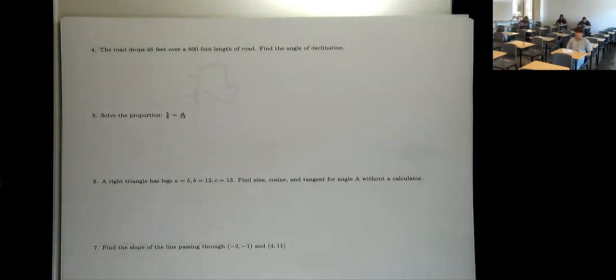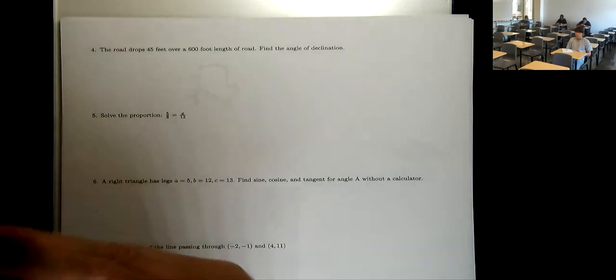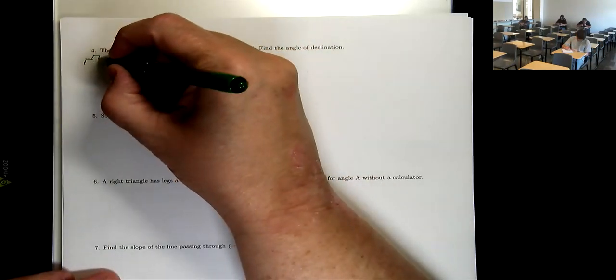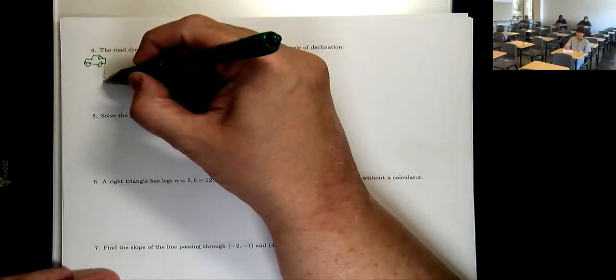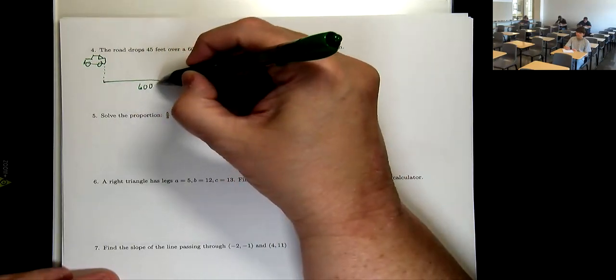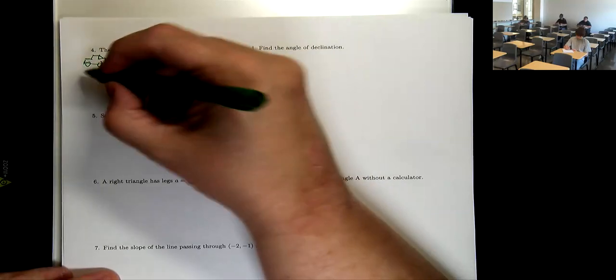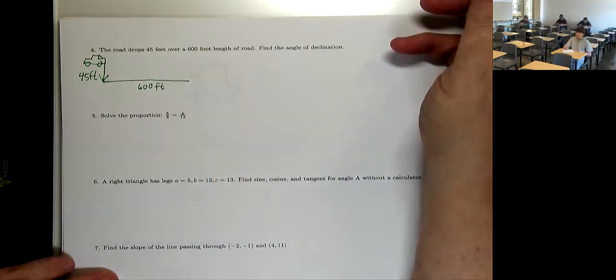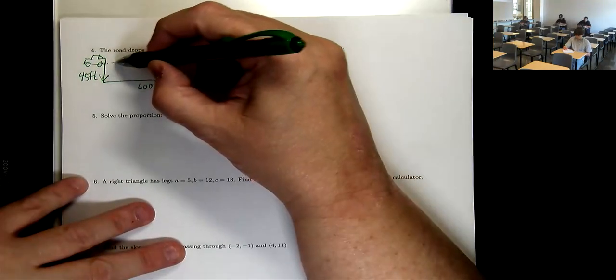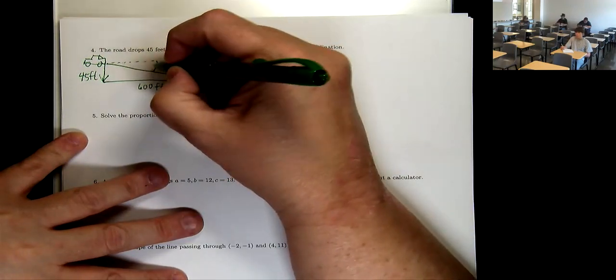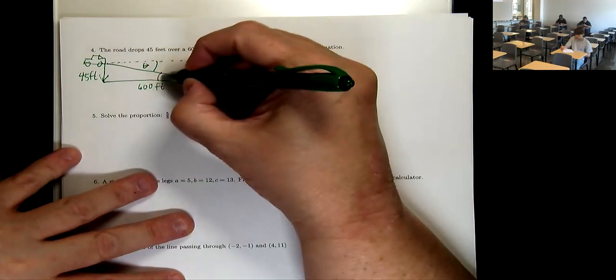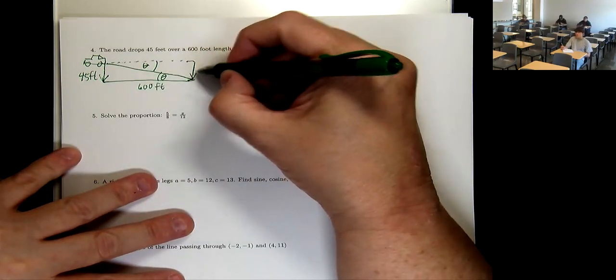All right. So it says the road drops 45 feet over a 600-foot length of road. So if my car is right here and I drive 600 feet that way, it goes down 45 feet. That's what it's trying to say. And it wants us to find the angle of declination. The angle of declination is that amount right there, which is actually this amount right here. Or I could move that 45 over here as well.